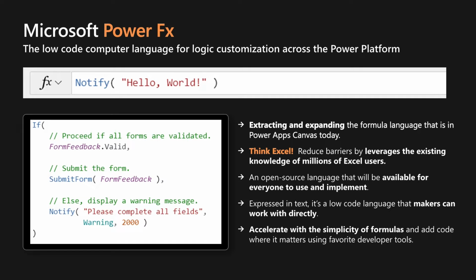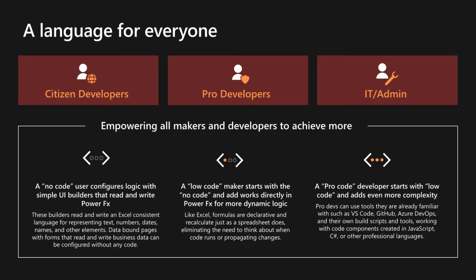It's expressed as text, like a programming language. It's meant to be used with VS Code and GitHub, as well as being used in embedded situations like Power Apps Studio. And to that point, it's not just about low code and somebody who doesn't know how to program. It also can accelerate a professional developer to be able to express themselves and be more productive in building applications and other pieces of logic. To that last point, it is a language for everyone.